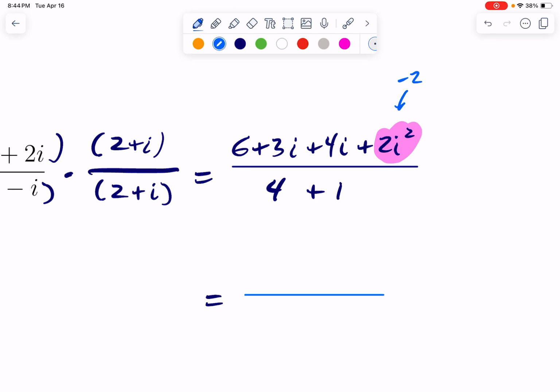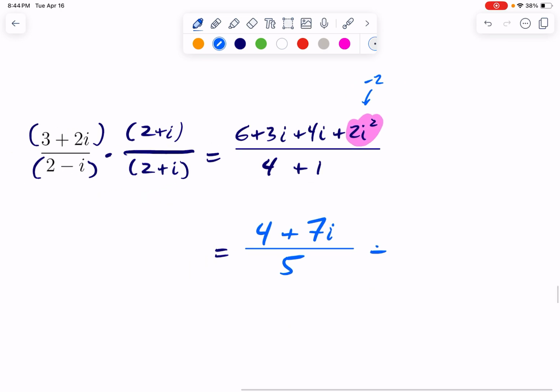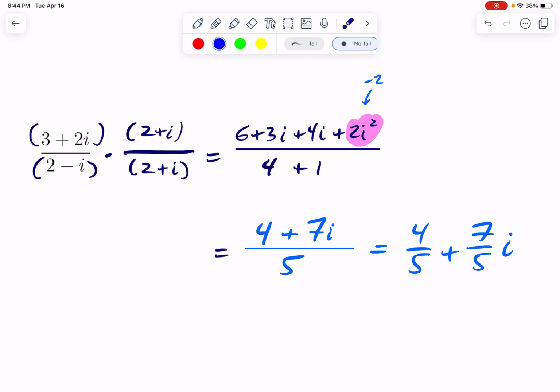So if I simplify the numerator, 6 minus 2 gives me 4 for the real part. 3i plus 4i gives me 7i for the imaginary part. And I have the number 5 in the bottom. So now let's just break this up. This is 4/5 plus 7/5 i. Yes, it has fractions. We did do division. But we've written it as a real number plus an imaginary number with no additional complexity.